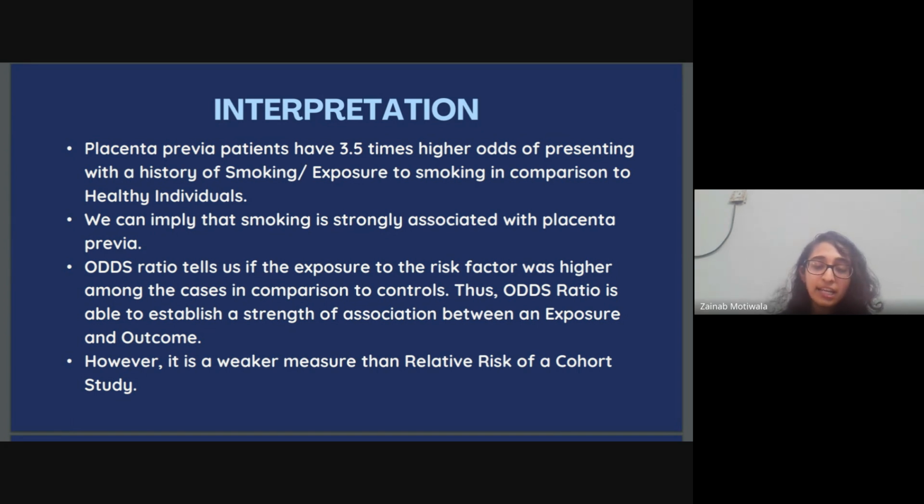And this interpretation of odds ratio is considered a little weaker than relative risk of cohort studies, because we've already seen that cohort studies are far better because they're followed up, and they use a larger population size, sample size, as compared to a case control study. Therefore, an odds ratio is considered relatively weaker as compared to a cohort study.